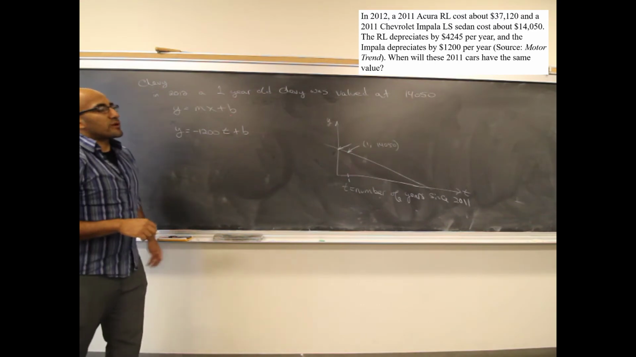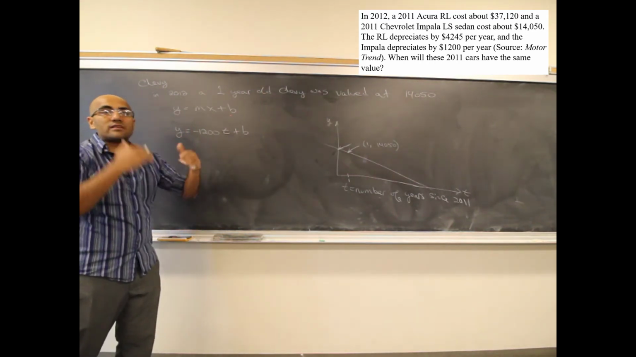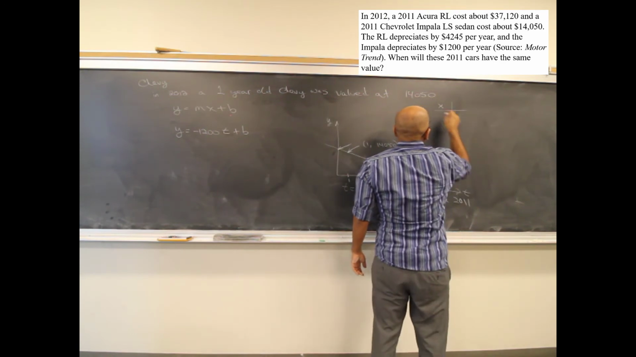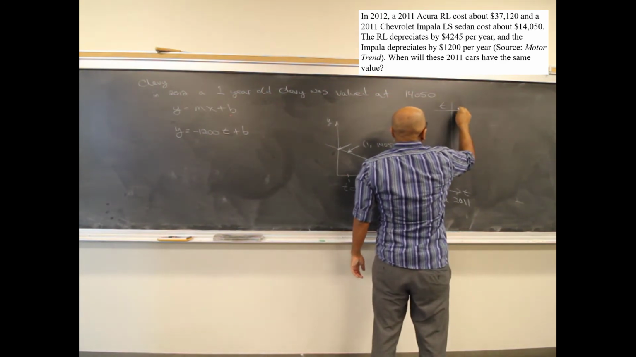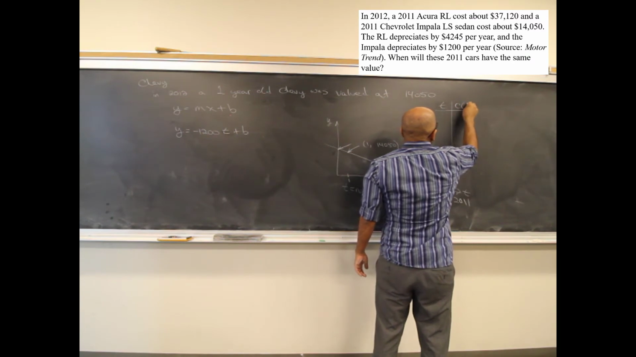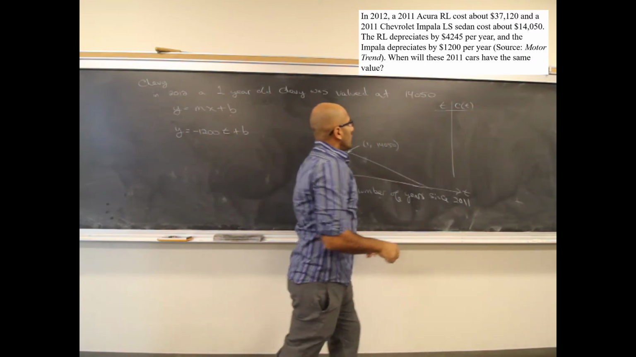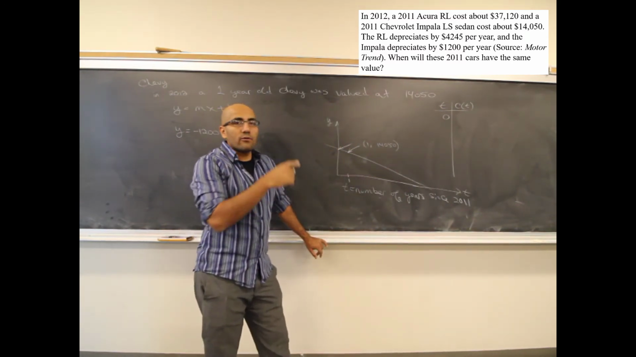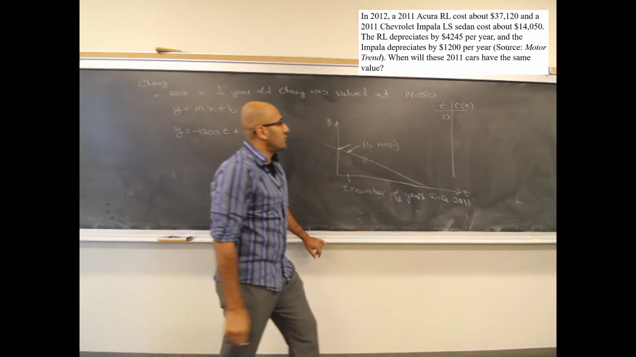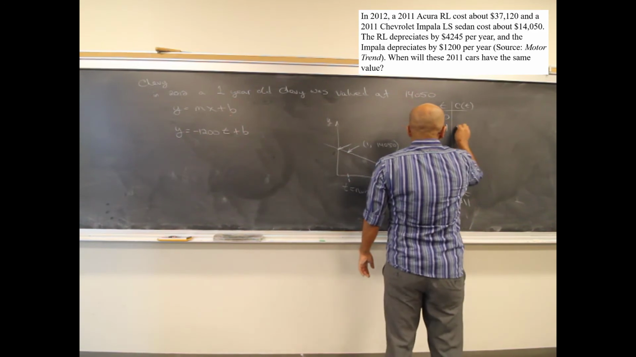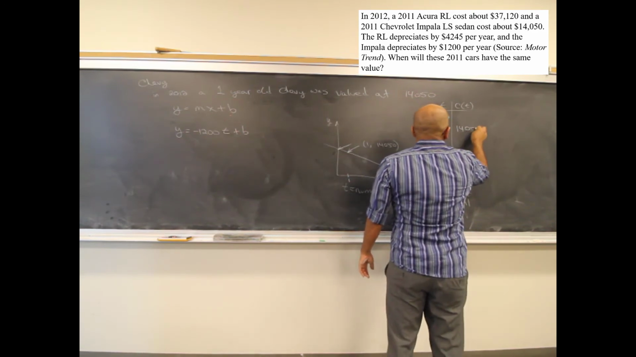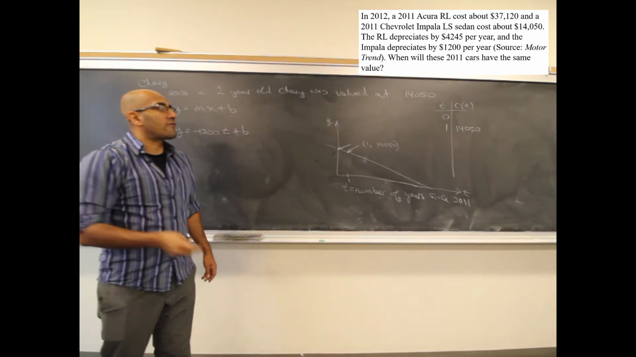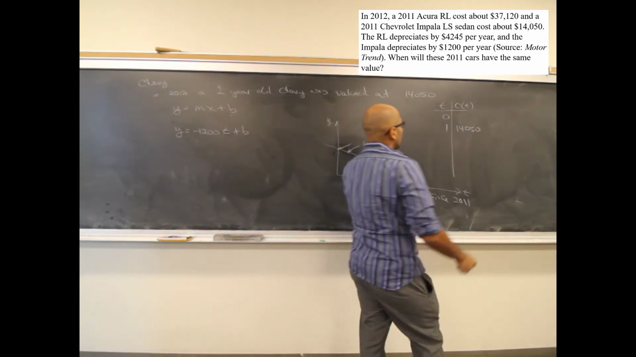So just like before, we can organize a table to see some of these values if we want to. So let's say we put t in here, and let's call this c of t for Chevy. So I don't know what happens at 0 yet. I want to find that out. That would mean the price of the Chevy when it's brand new. I do know that when t is 1, this is 14,050. And I do know that it loses $1,200 in value every single year.